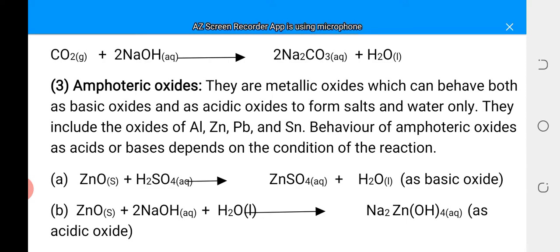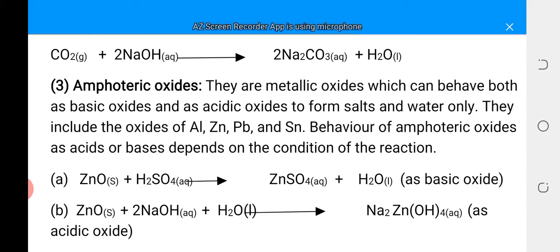Now, what this is trying to tell us is that ZnO is behaving as an acidic oxide in the second example, and as a basic oxide in the first example. So ZnO is an amphoteric oxide. Same thing, aluminium oxide can behave in those two ways. The same thing, lead oxide and tin oxide.